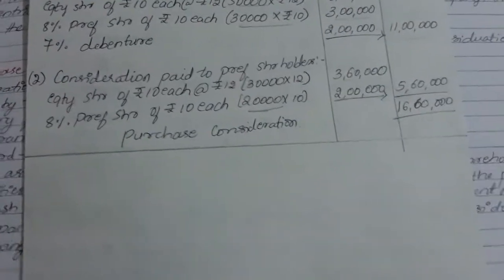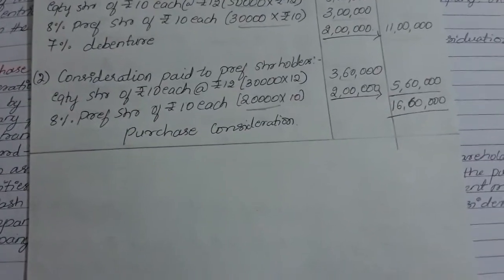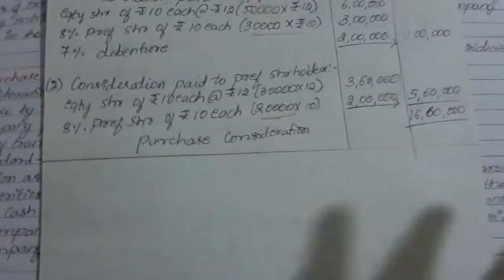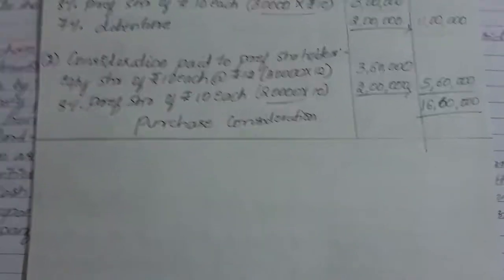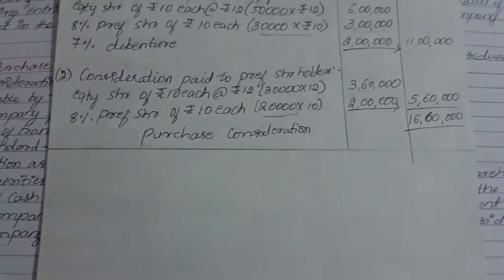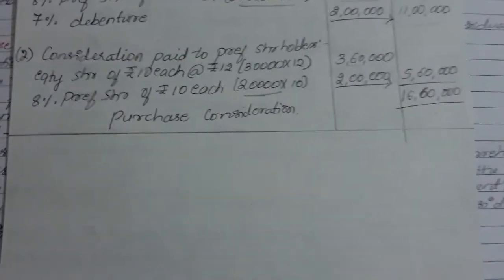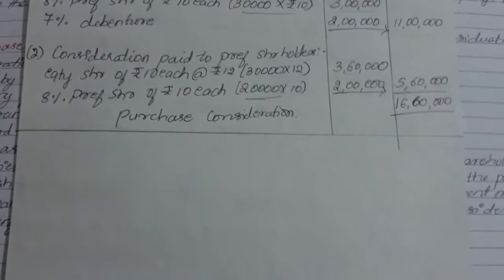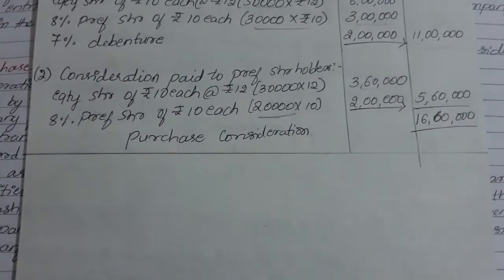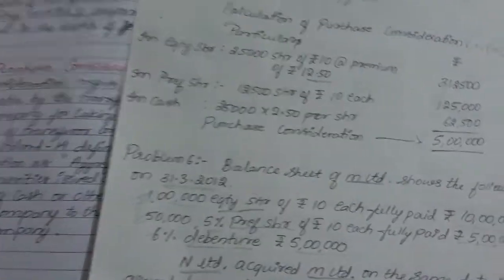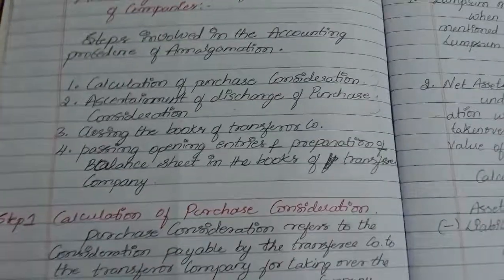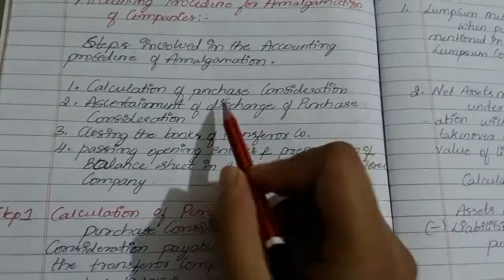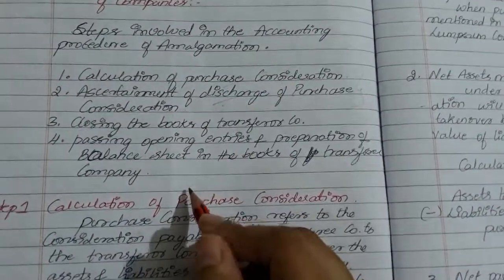In case of the net payment method, they would have given the discharge of PC, and by using that you need to calculate the purchase consideration. In the net asset method, they will give the asset values and the liabilities values. You should calculate the purchase consideration and also how to discharge it. Hope you have understood the problems regarding the calculation of purchase consideration. With this we have completed the first two steps: how to calculate the purchase consideration and how to calculate the discharge of PC.